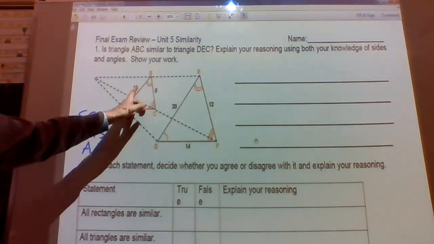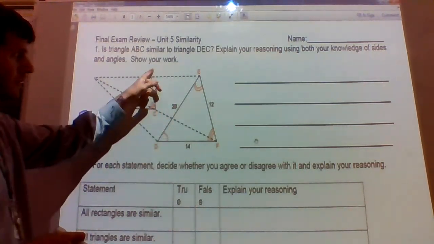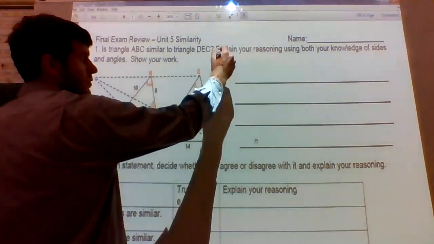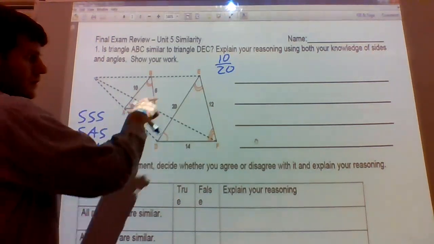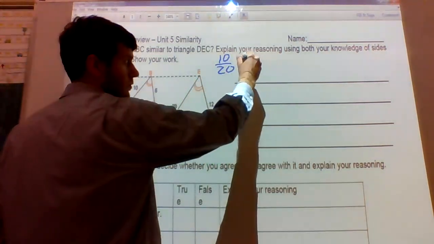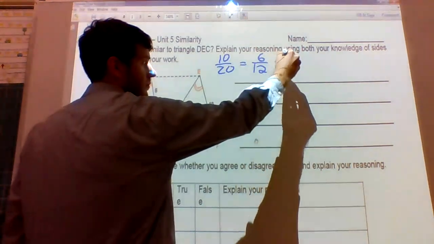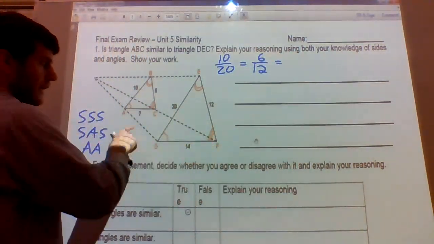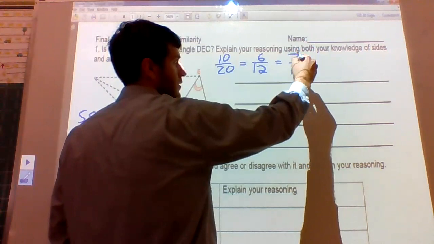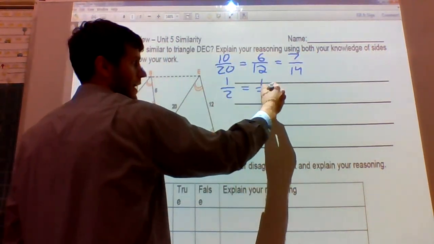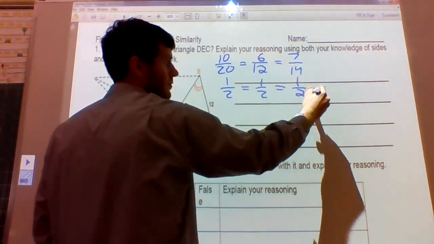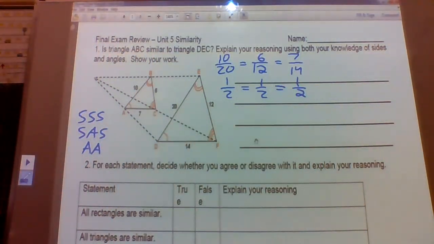So if we set up a ratio, 10 corresponds with 20, right? AB is going to correspond with DE, so 10 over 20. BC is going to correspond with EF, so that's 6 over 12. Then AC is going to correspond with DF, so it's 7 over 14. 10 divided by 20 is a half, 6 divided by 12 is a half, and 7 divided by 14 is a half. So we have three sets of corresponding sides where the ratios are equal. So we have three sides that are proportional.